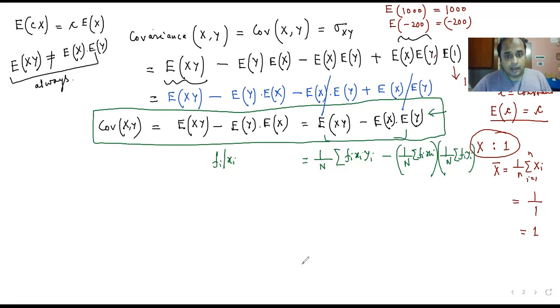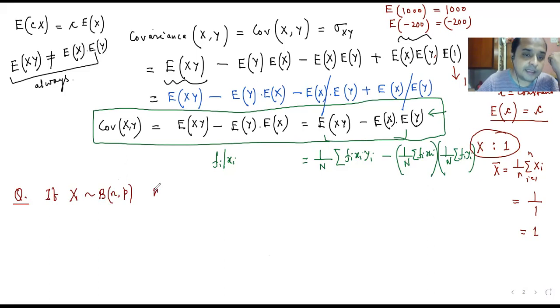For this I'm going to take one problem. The question says that if capital X follows a binomial distribution with parameters n and p, then prove that expectation of (X by n minus p) whole square is equal to pq by n.